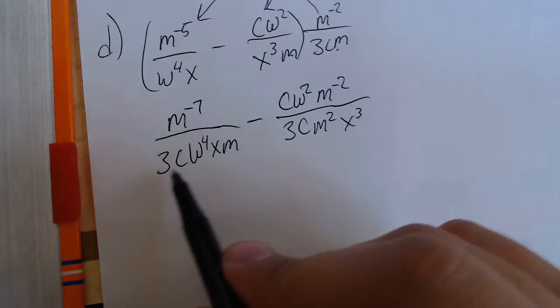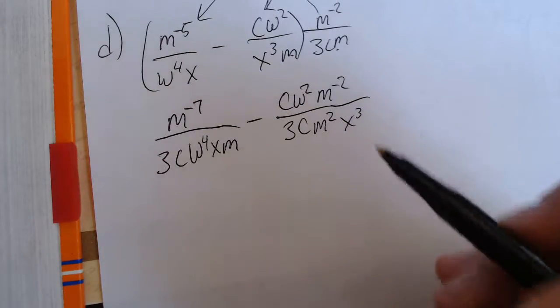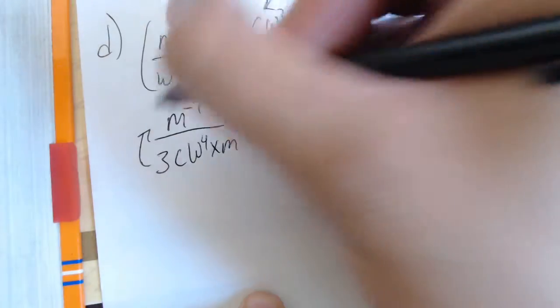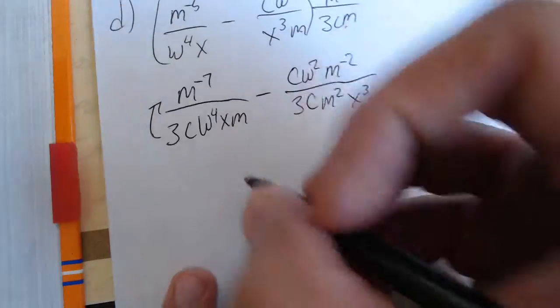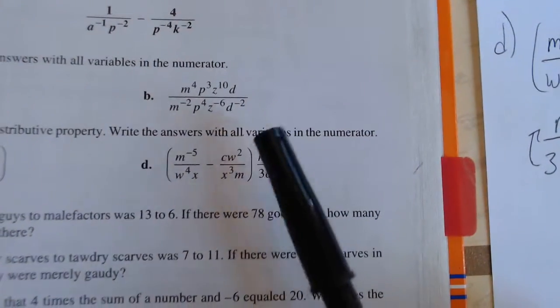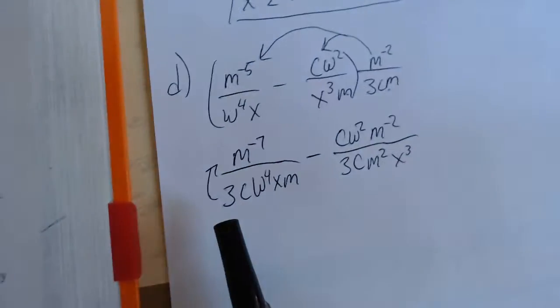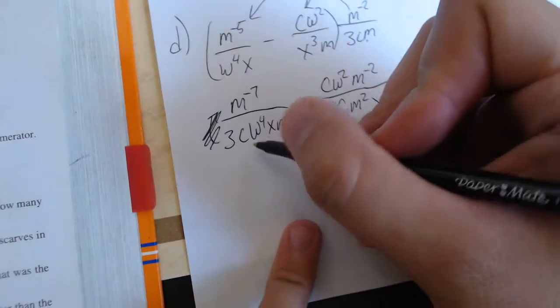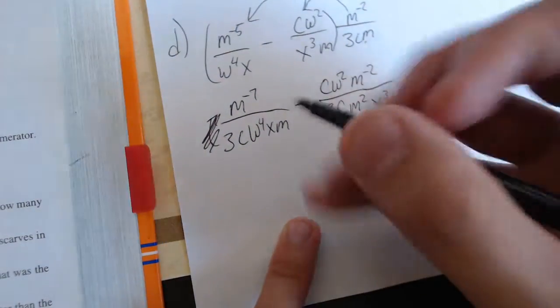From here, we have to move all of this to the top. So 3, when we move it to the top, is going to become, oh wait, no, I'm sorry, variables. Okay, now here's the key thing. They say variables. Is 3 a variable? No, it's not. So we're not going to move 3 to the top. 3 will stay on the bottom. However, all these letters are variables, so we will move them to the top.